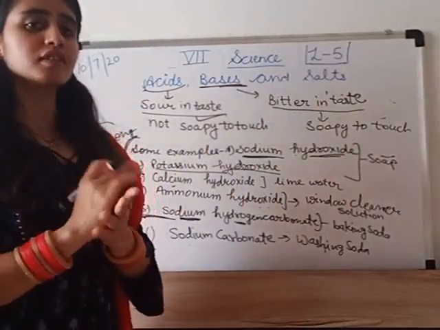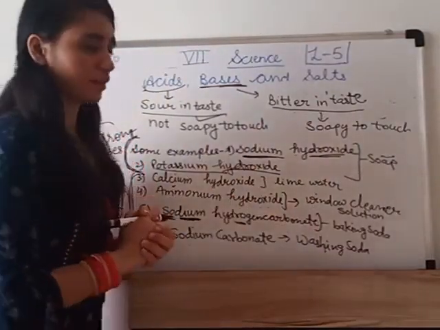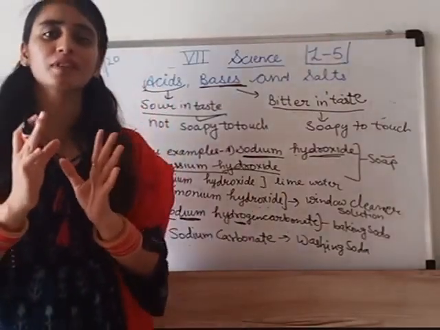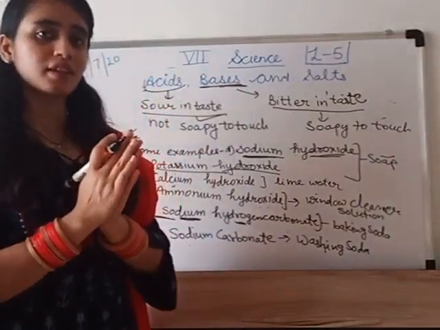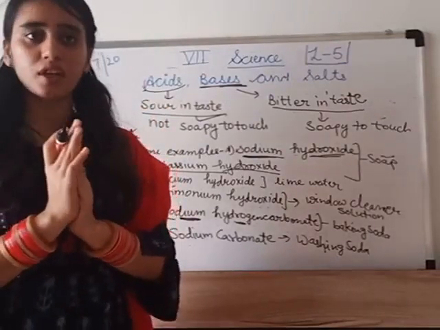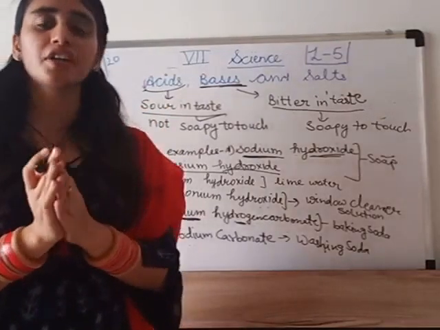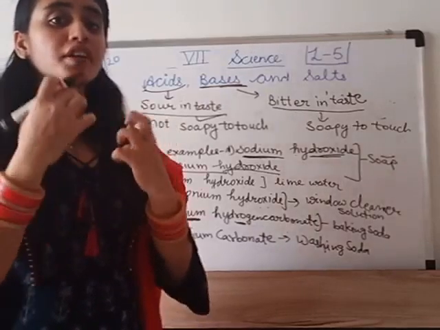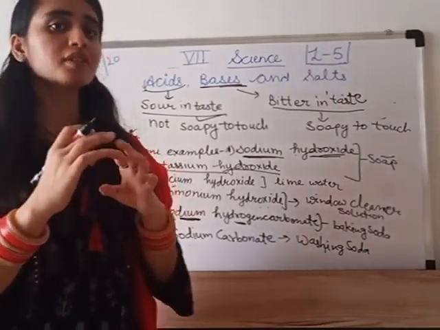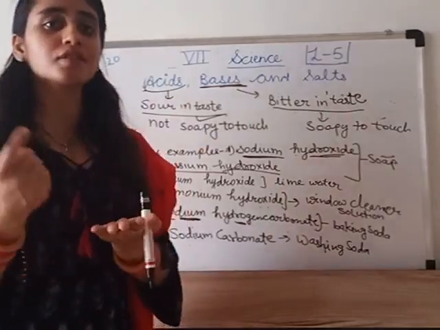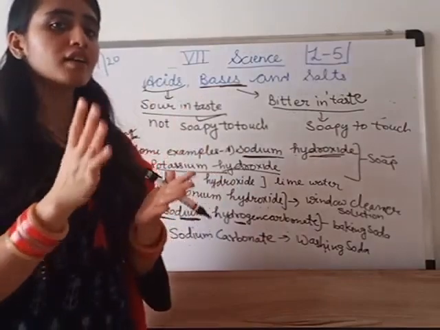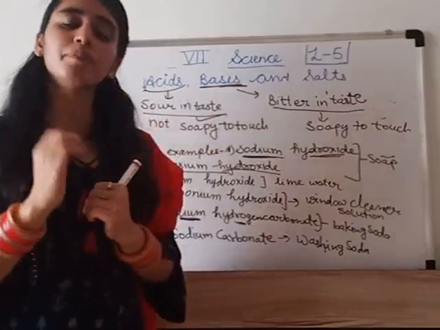Okay. Now the next word is indicator. Means mostly the substances are acidic in nature or basic in nature. Then how can we identify that type of special substances which we can't eat? Okay, means we cannot taste all substances to find out whether the nature is acidic or basic.